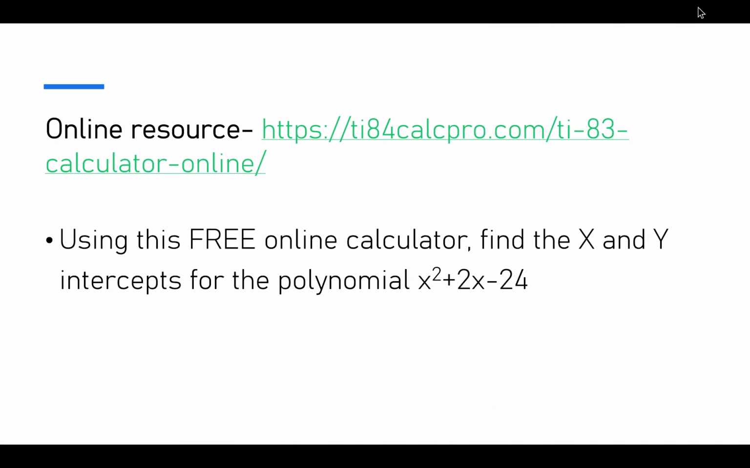So I did find this online resource where they do have a graphing calculator. I'm finding it pretty easy to use, but as I'll show you when I'm working on this, there is a little bit of a delay, but that is okay.